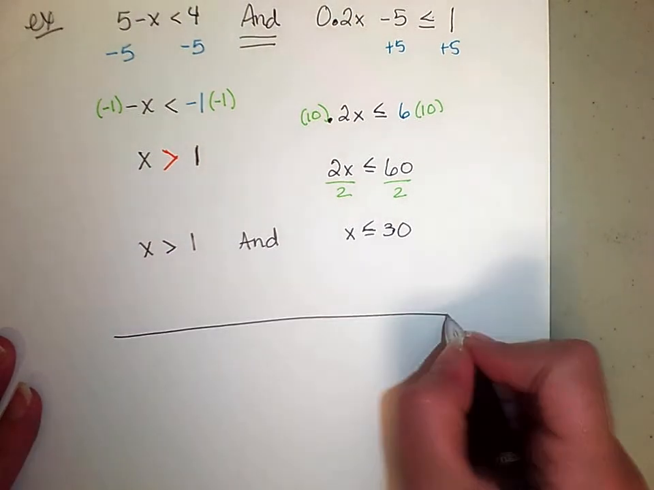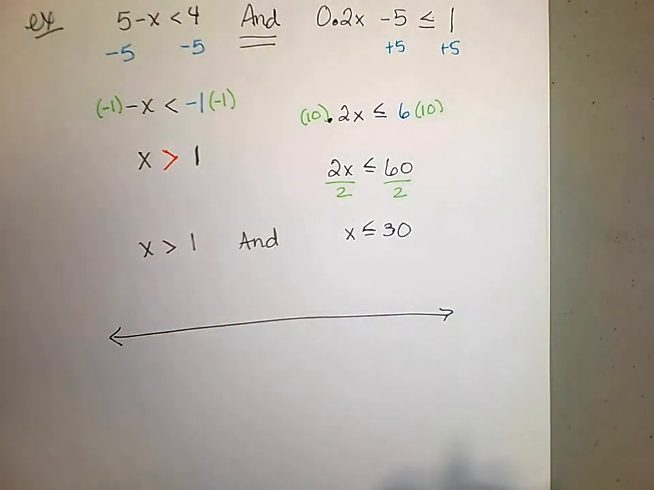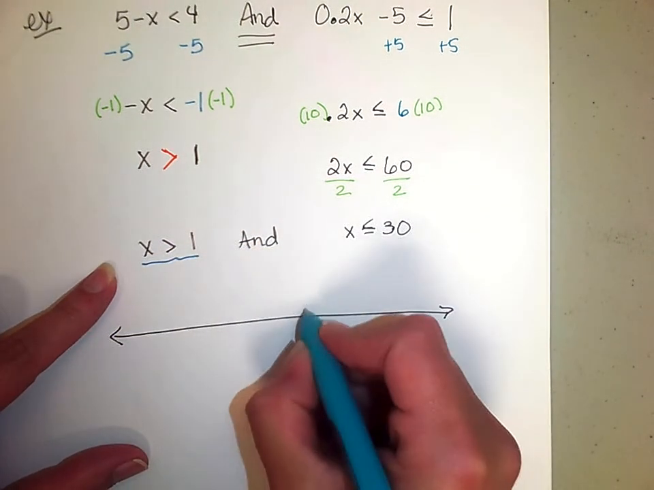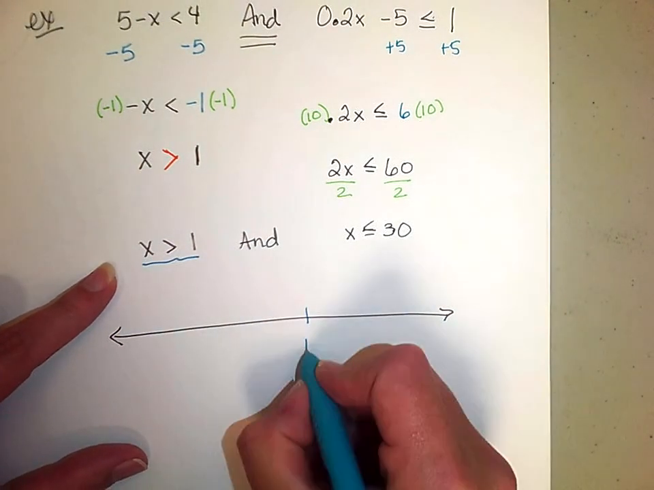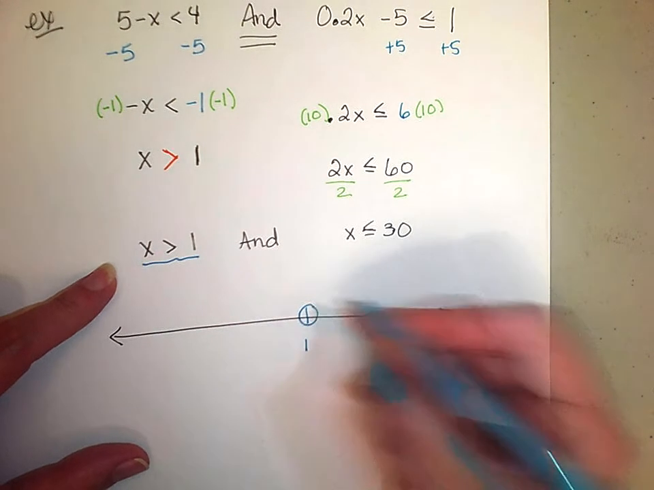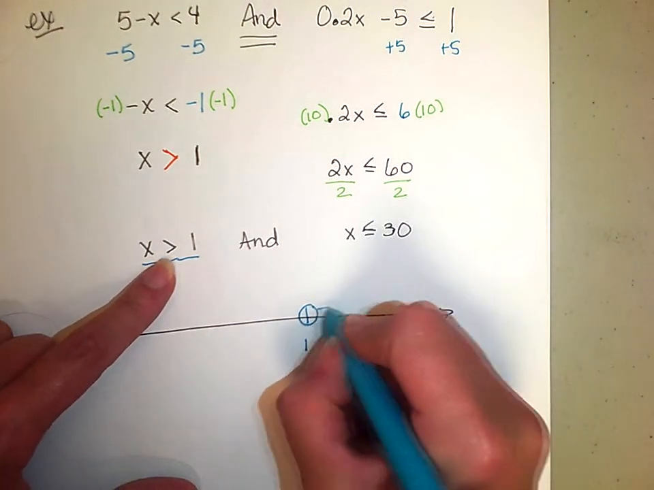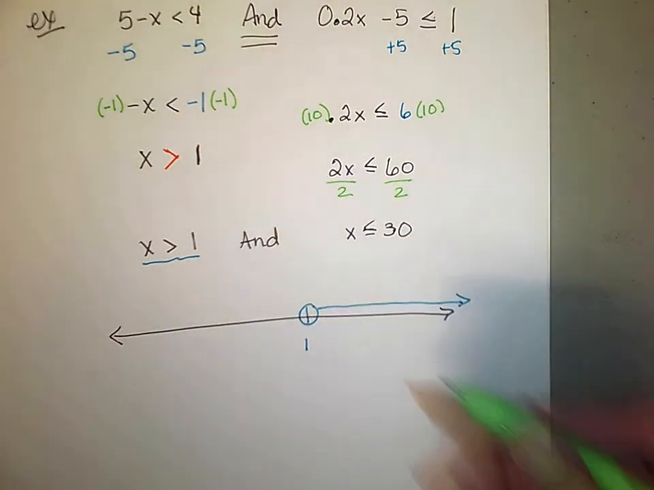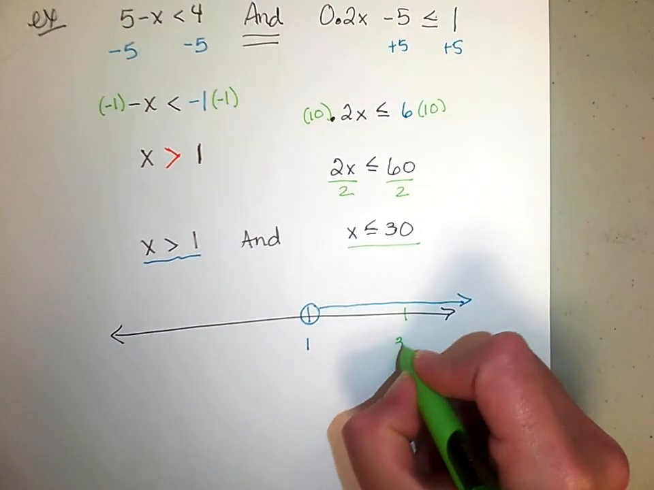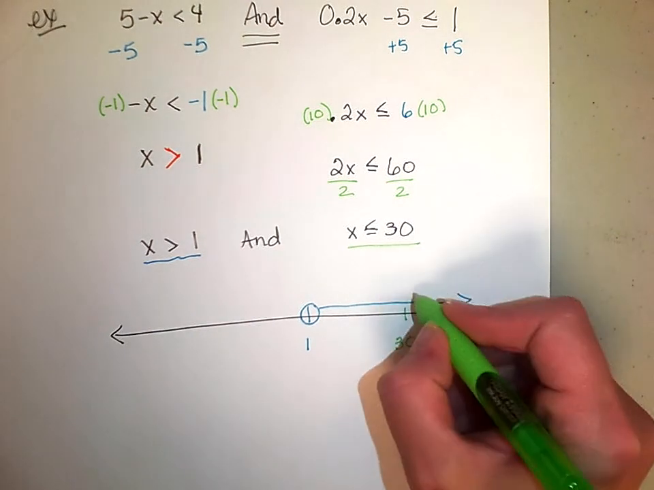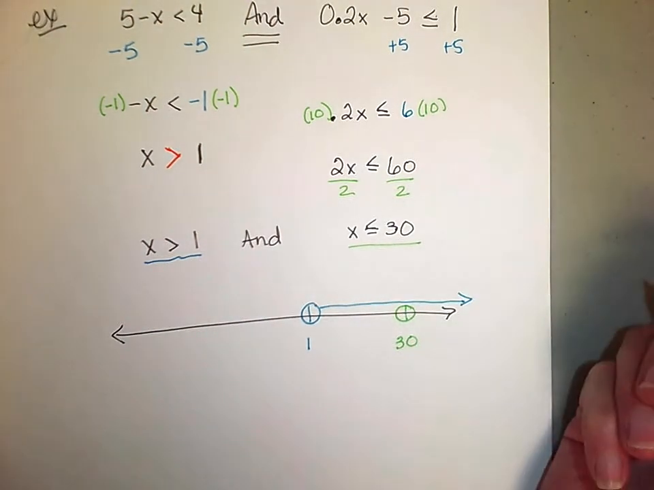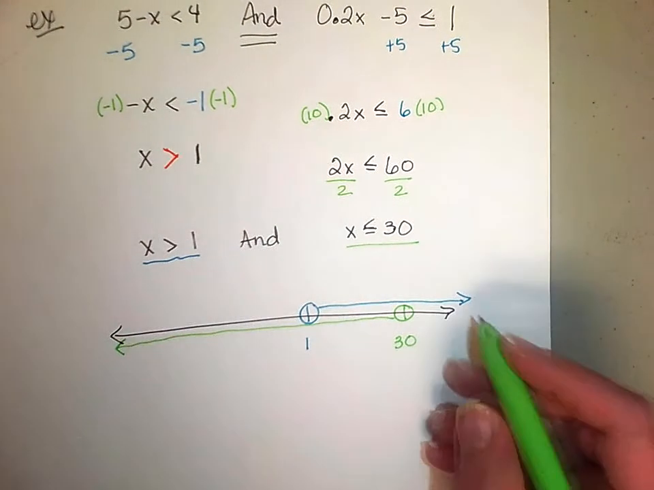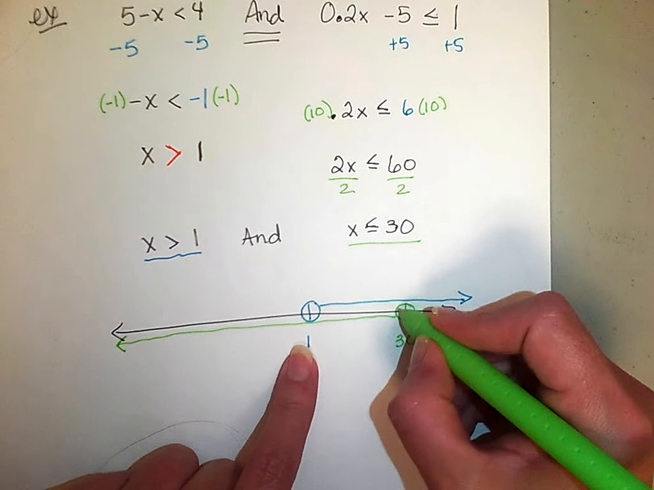Okay. So let's try and represent this on the number line, because we have to satisfy both of them. From here, x must be greater than 1. So here's 1. X cannot equal that, and then be greater than. Now from here, let's say here's 30. X needs to be less than this. And it can include 30.